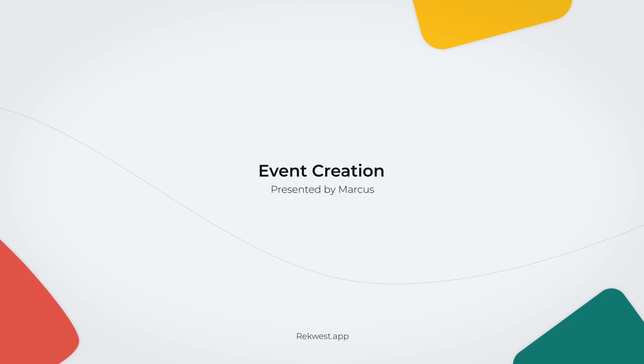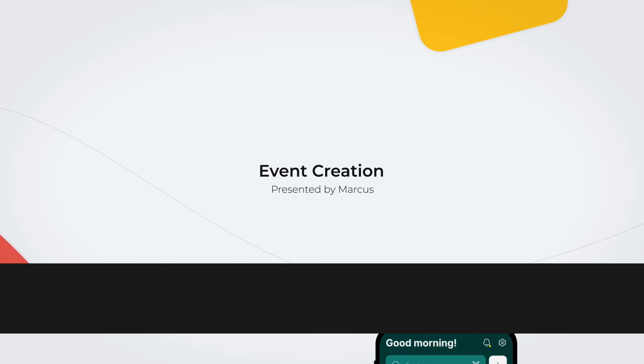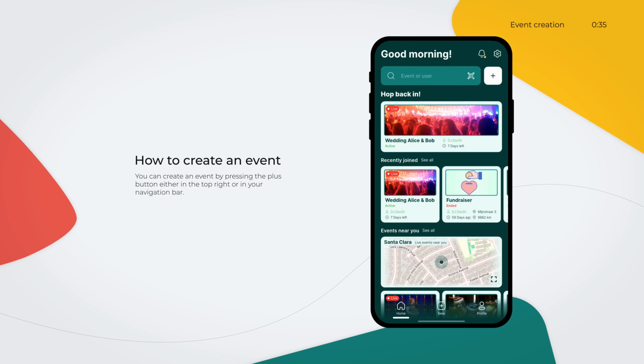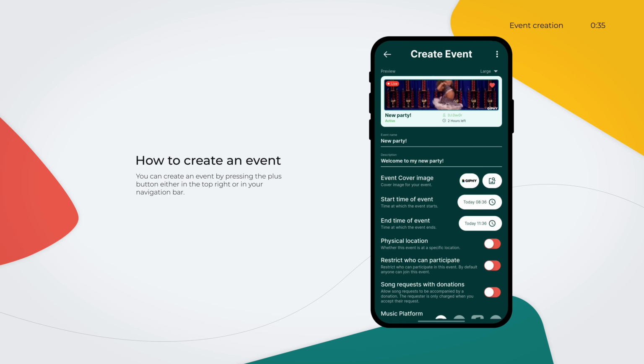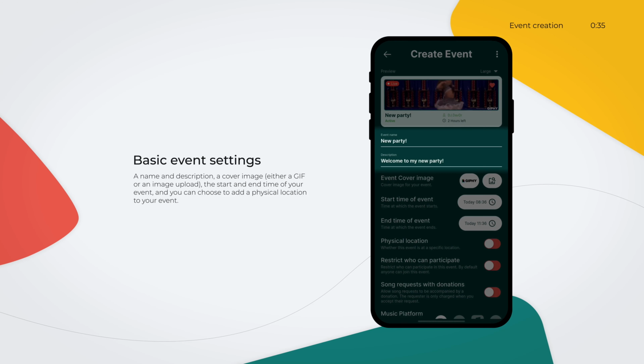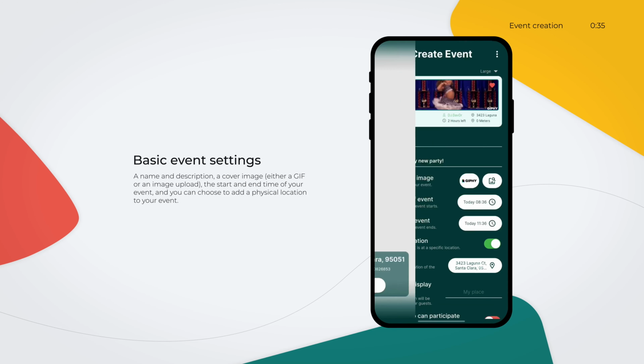Event creation. In Request, we work with the concept of events. You can create an event by pressing the plus button either in the top right or in your navigation bar. When creating an event, there are various basic things you can specify: the name and description, a cover image, either a GIF or an image upload, the start and end time of your event, and you can choose to add a physical location to your event.